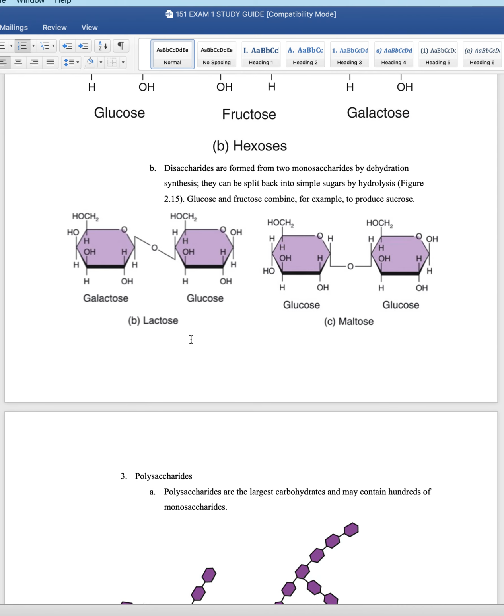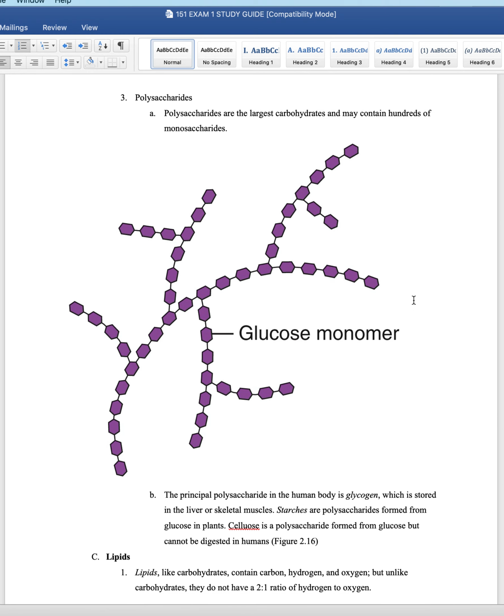So dimers include things like lactose, which is galactose and glucose, or maltose, which is glucose and glucose, or also sucrose is another dimer. So that's glucose and fructose is going to make sucrose. Anytime that we have two monomers coming together to make a dimer, again, that happens through dehydration synthesis. And when we split back into simple sugars, we do that by hydrolysis.